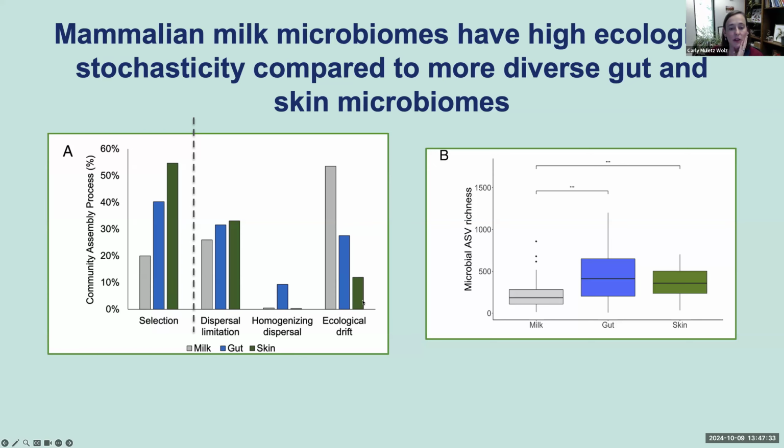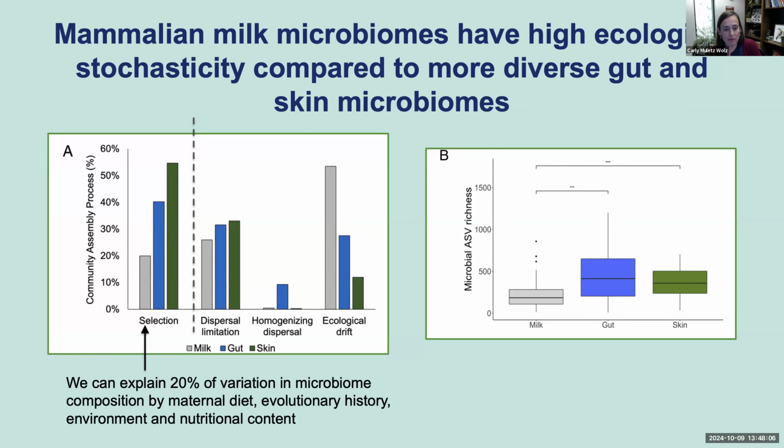And then you kind of see this reverse with ecological drift, for instance. Ecological drift was very high in milk microbiomes compared to the others. And from ecological theory, it's predicted that when you have just lower species richness in general, whether it's a plant community, a bird community, a microbial community, you're more likely to experience ecological drift. And indeed, we saw that milk had lower microbial richness than the gut and the skin. So maybe it's just a process of just having low diversity.